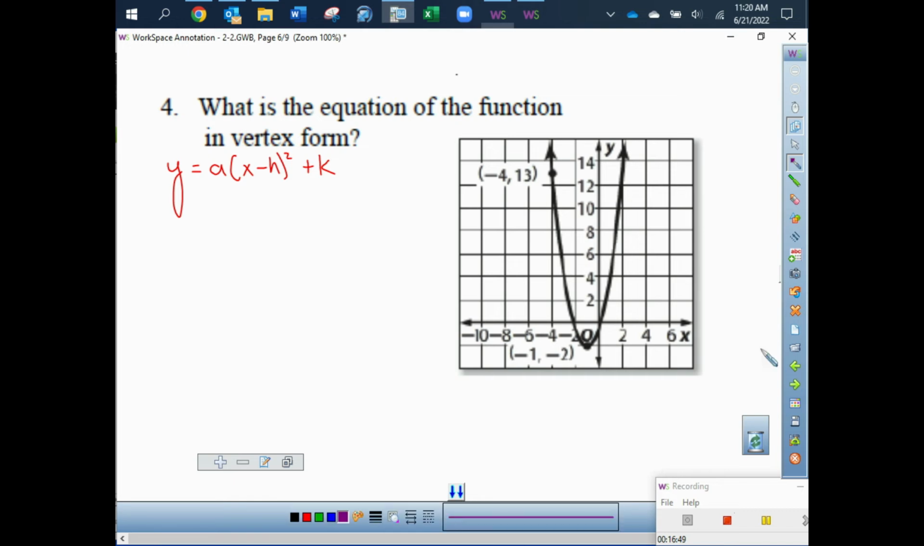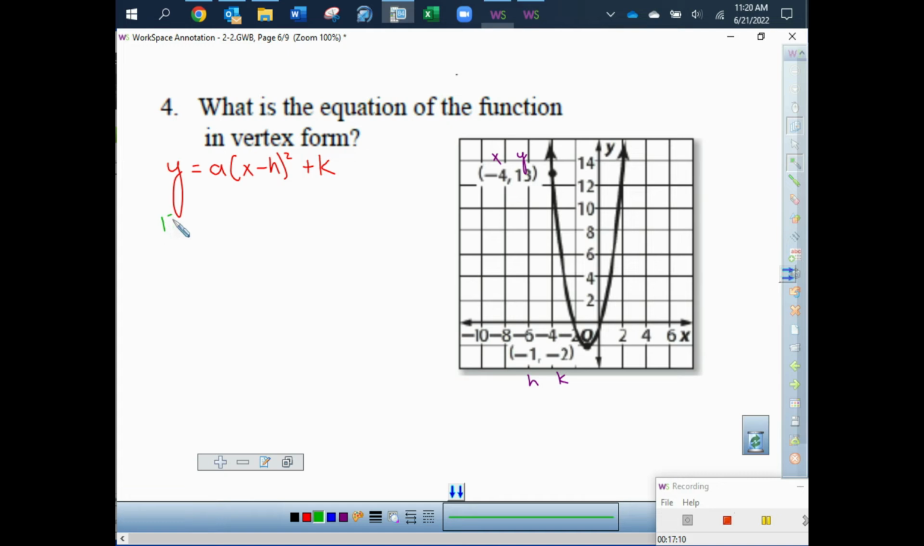So we'll do that again on this one. They say, what is the equation of this function in vertex form? I need a, h, and k to be able to do that. Right here is the vertex, so here's an h, here's a k. I would like you to put those. They should give you a random point also. That's an x and a y. And then we're just going to sub those in so we can find our a value.